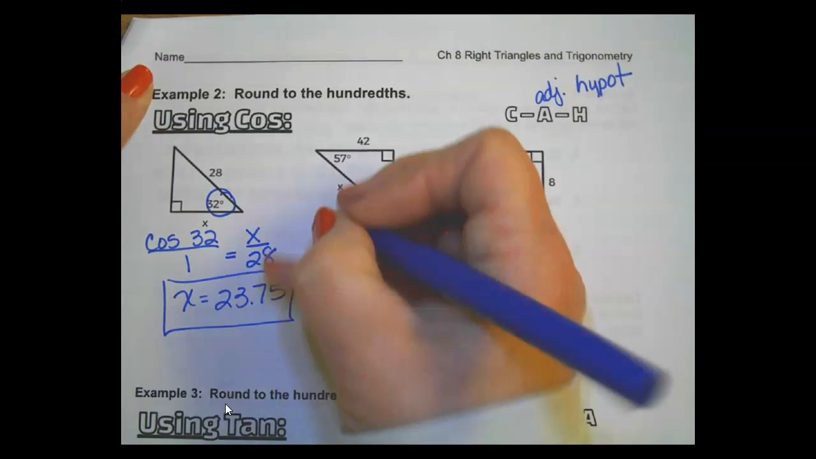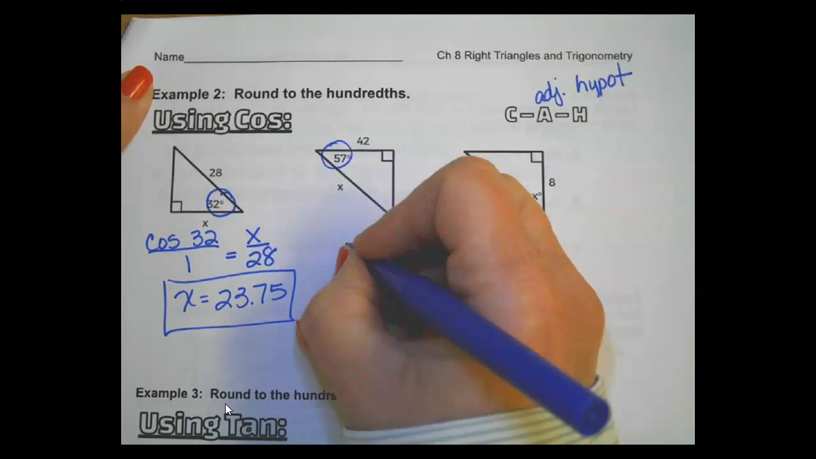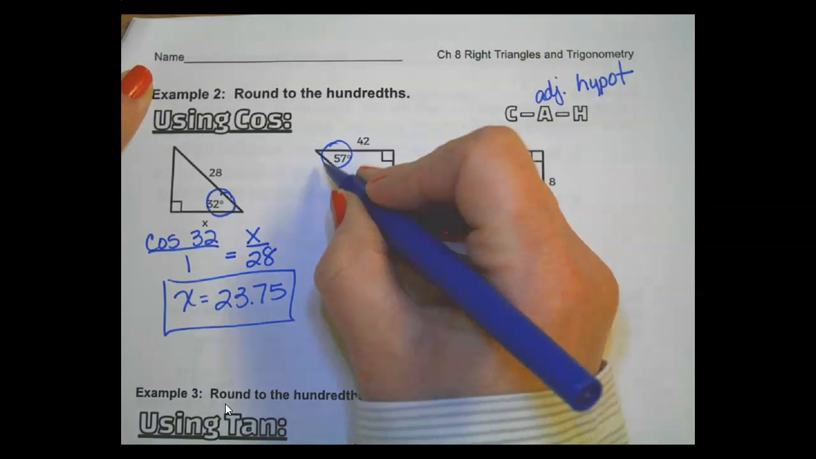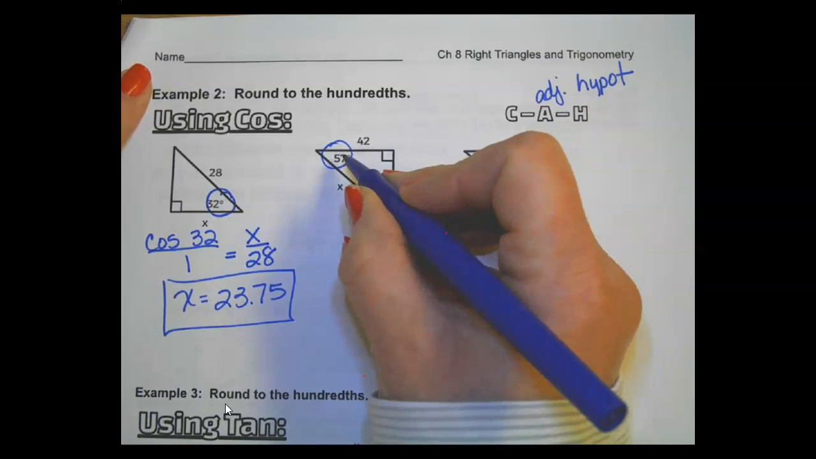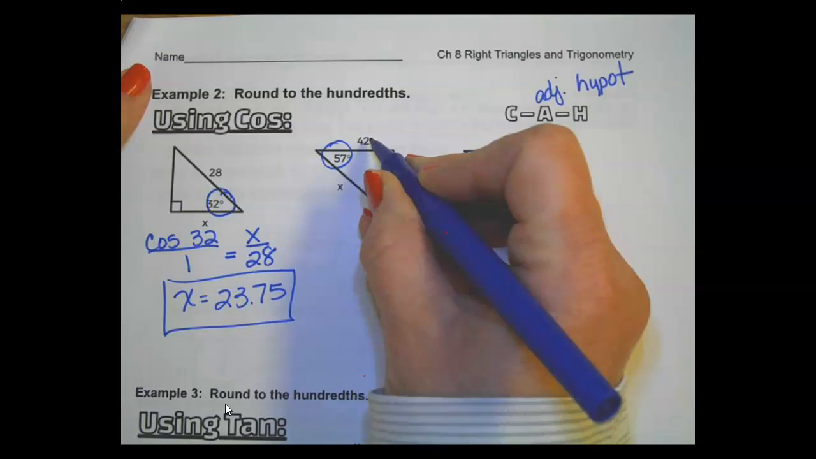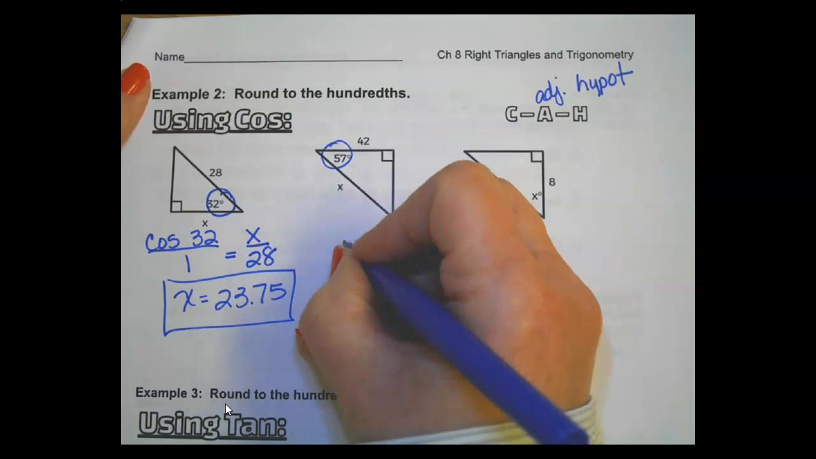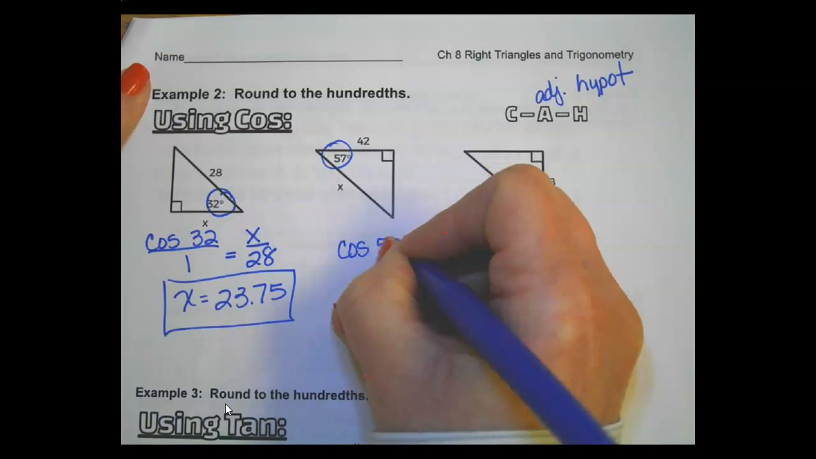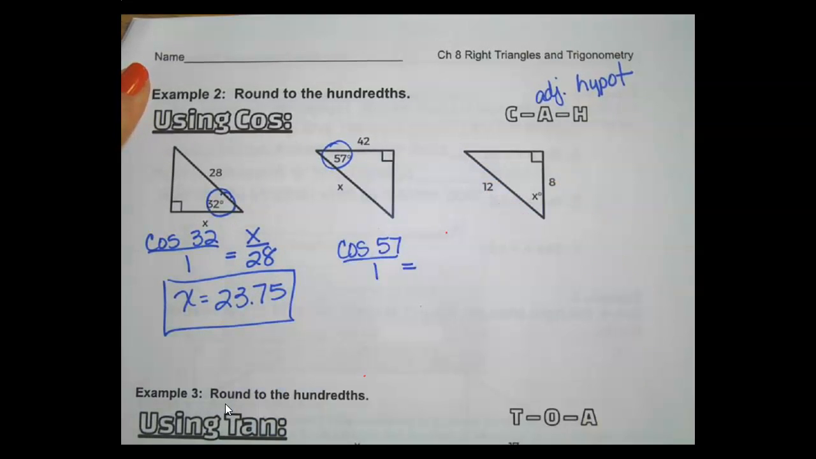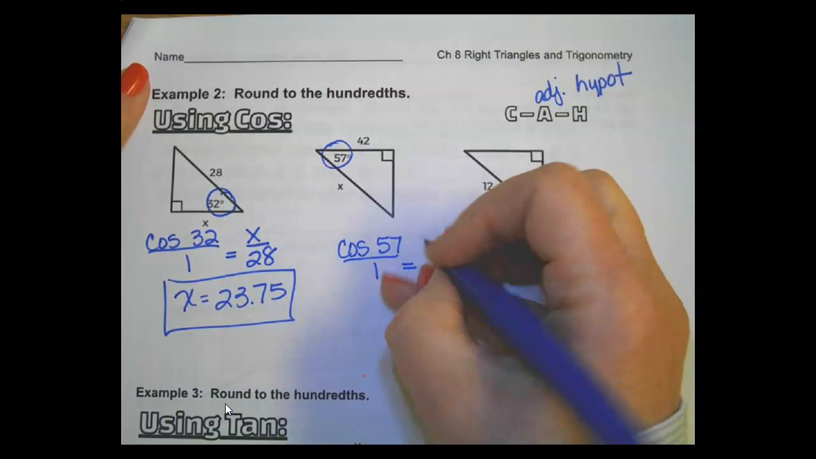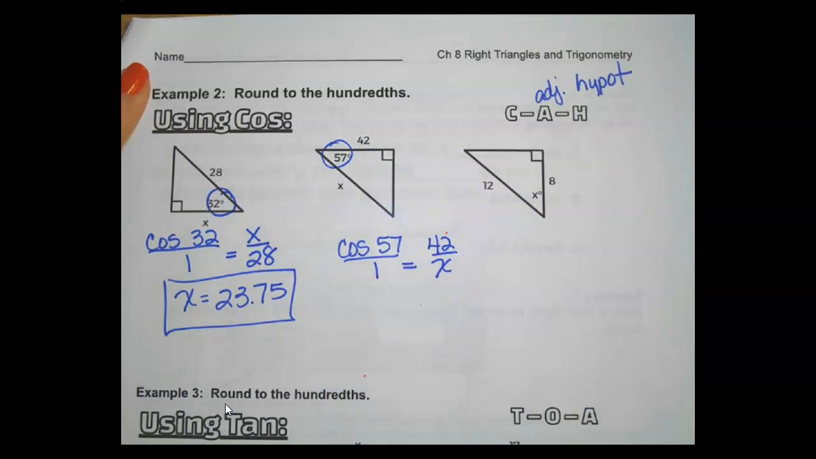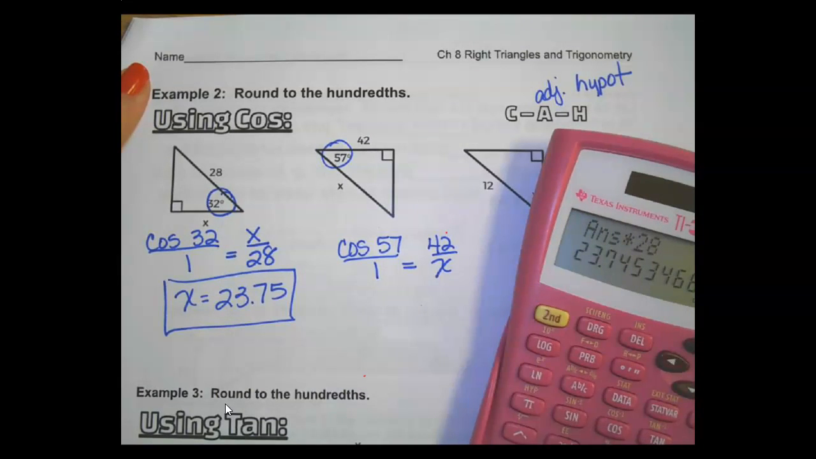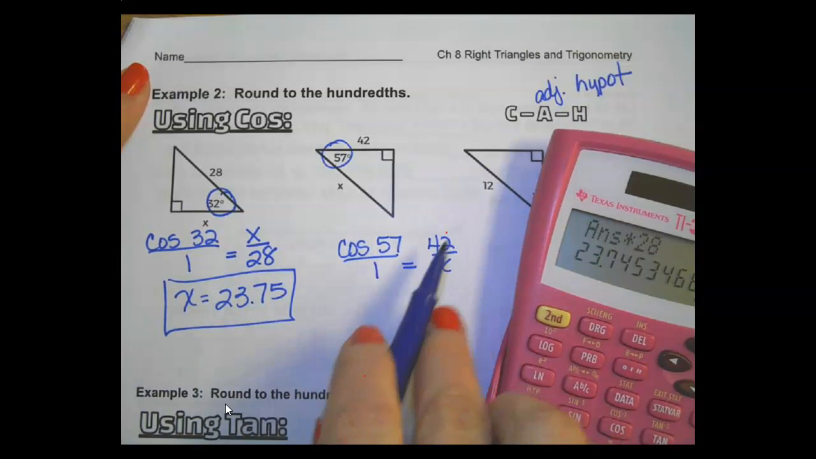Next, same thing, circle. Since they're only giving me these, sometimes you have to figure this out. They are giving me the adjacent and hypotenuse. So cosine of 57 over 1. We like to keep these in ratios. It's just a lot easier to solve. And then 42 over x. Okay. This time we cross what we can and divide by the oddball.